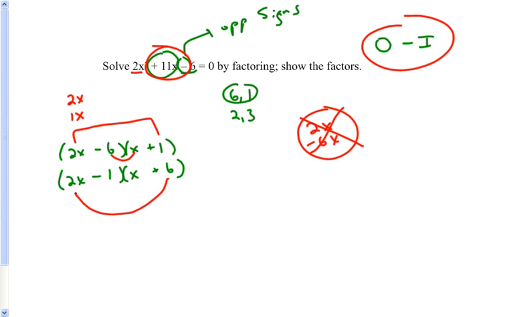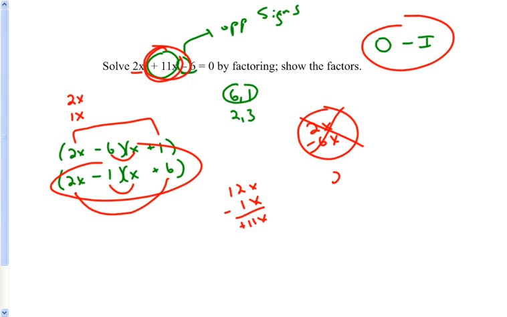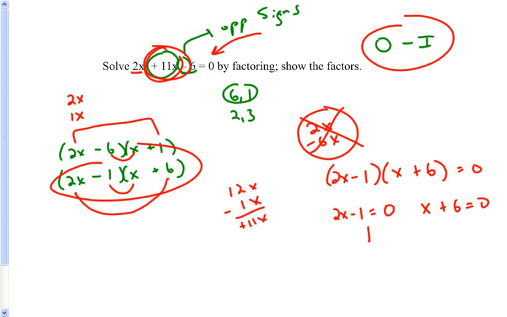I have 12x minus 1x, and that's positive 11x, which is what I'm looking for. So those are the factors. And if they equal 0, that means that one of those two things is 0, so the solutions are positive 1/2 and -6.